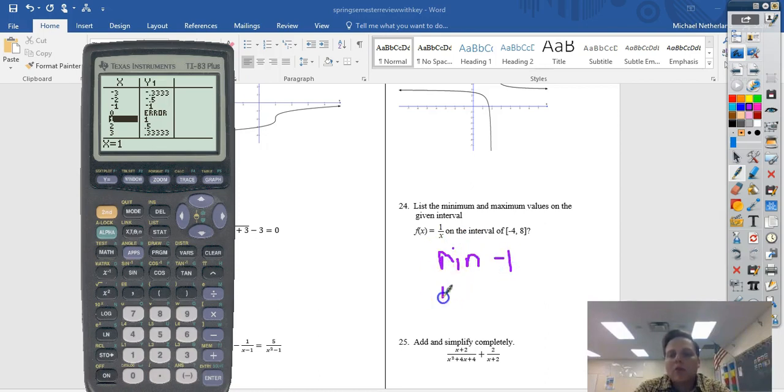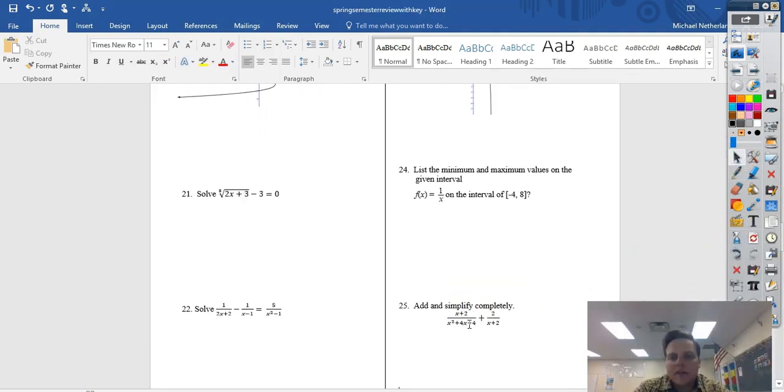So what was the maximum? What was the largest y value we saw? Hopefully you're already like, oh, it was 1. 1 was my lowest. Sorry, my highest. And that would be correct. Okay. Moving on to problem 25.